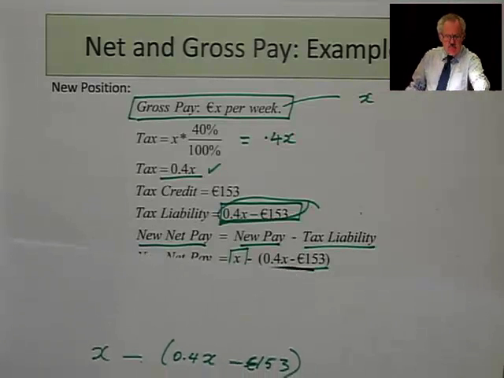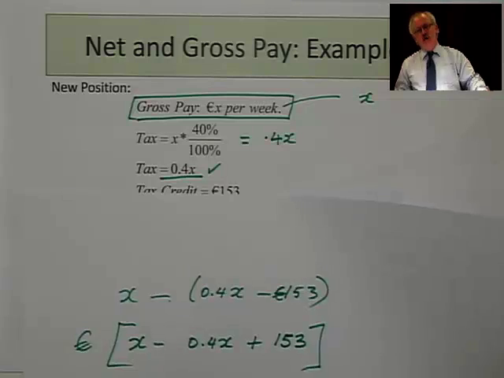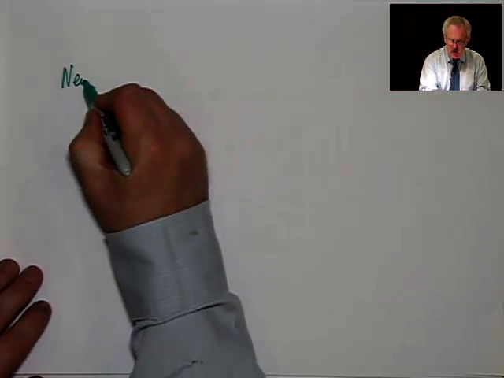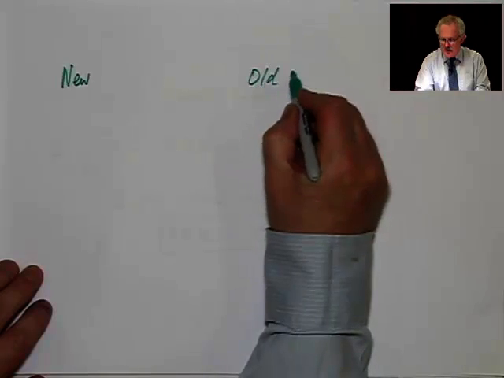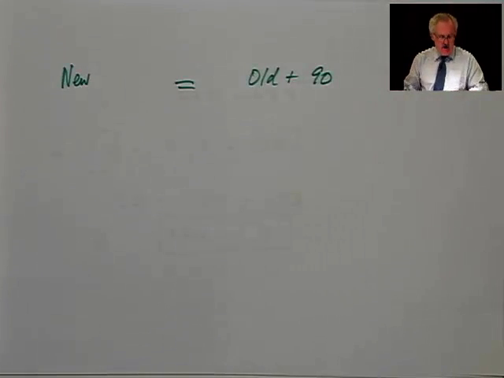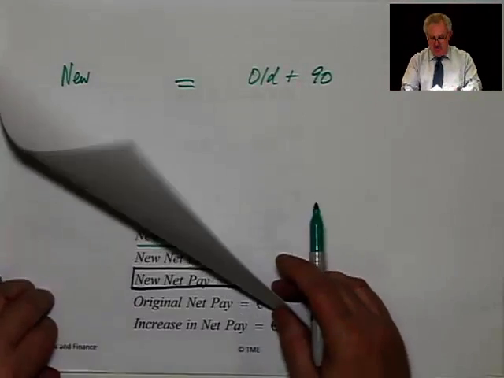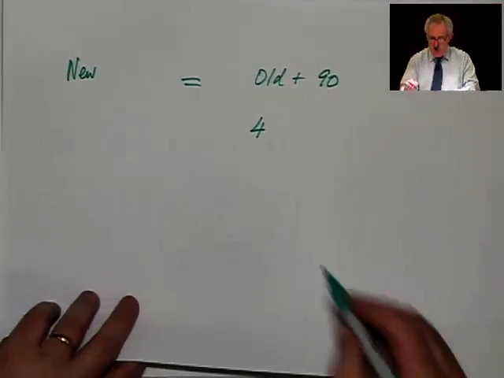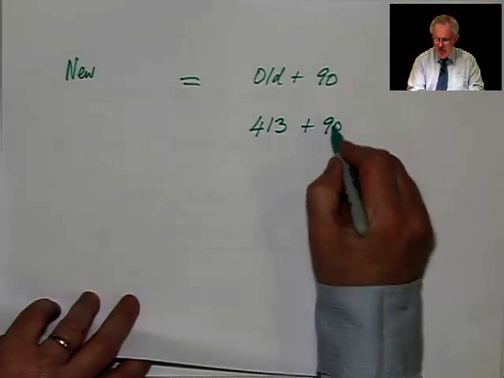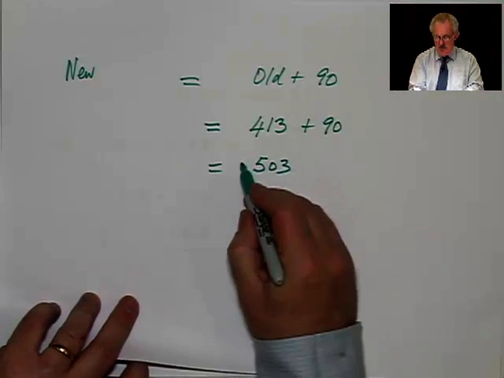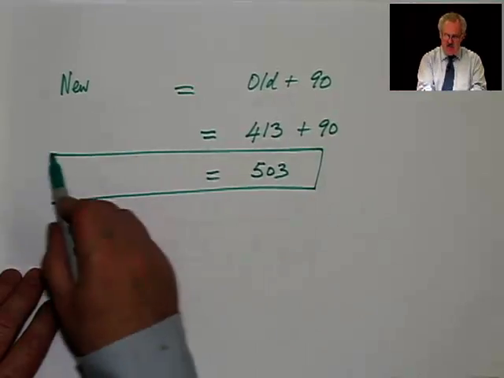But what was the question? The question says that his new net pay was €90 better than the old pay. So the new is old plus 90. So that's the equation we're looking at. Well, the old was the very first there, the 450, and, let's go back, it's 413 plus the 90. Or we add those up together, it's 503. So his new salary is 503.